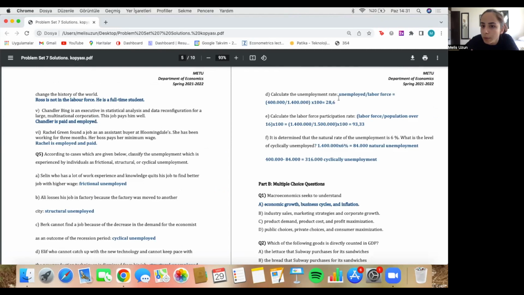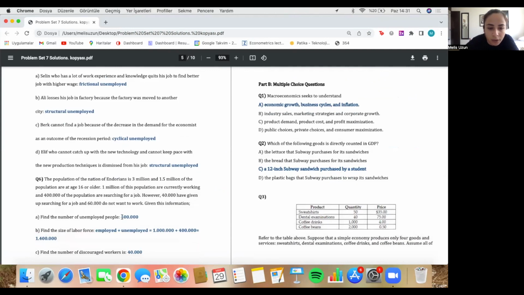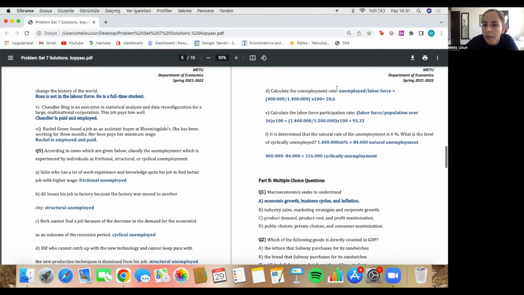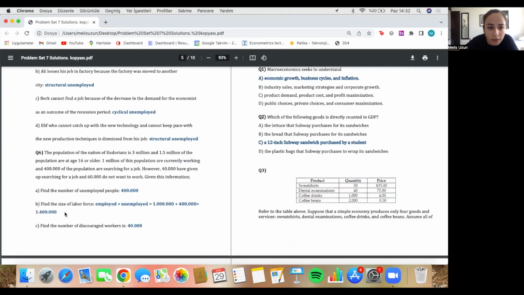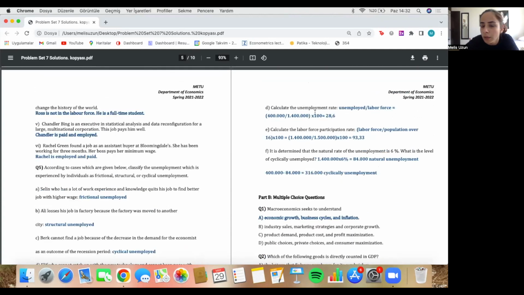And calculate the unemployment rate. How do we calculate the unemployment rate? We know the number of unemployed people. We will divide it by the labor force. So the unemployed people, which we found in here, 400,000, we will divide by the labor force, which we found to be 1,400,000 people. So we divide the unemployed people by the labor force, and we will multiply by 100. We will find that it is 28.6.